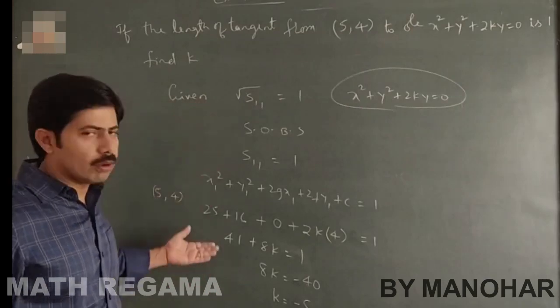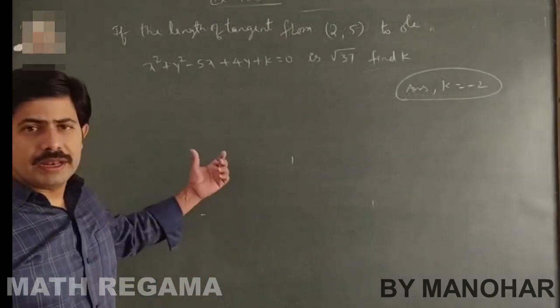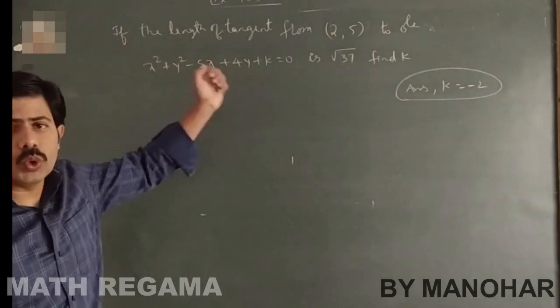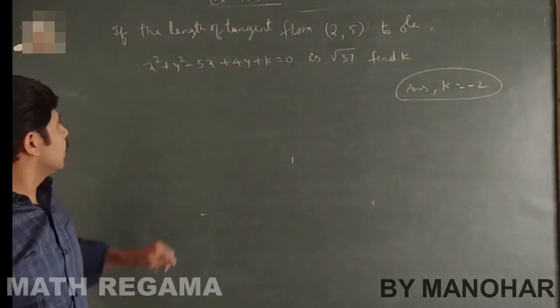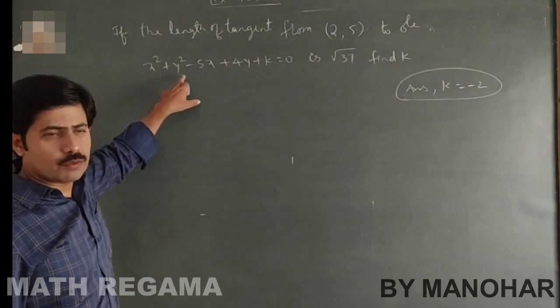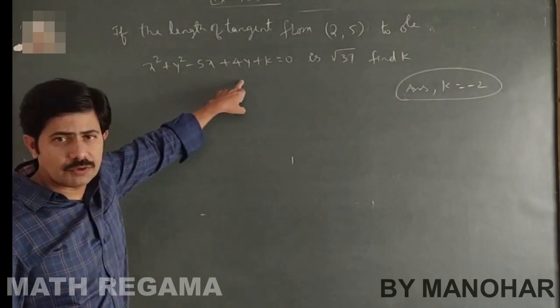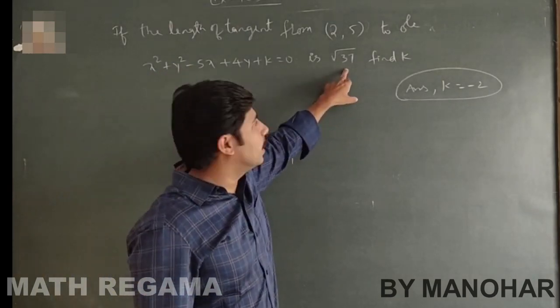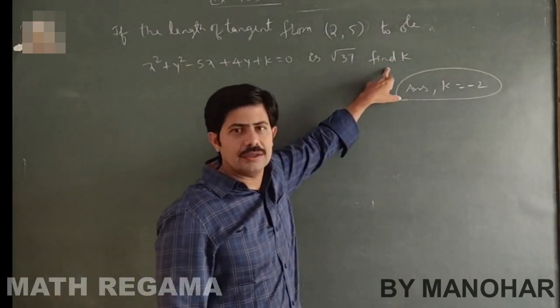So this completes the problem. You try one similar problem. If the length of tangent from (2, 5) to the circle x² + y² - 5x + 4y + k = 0 is root 37, find k. So try this problem.